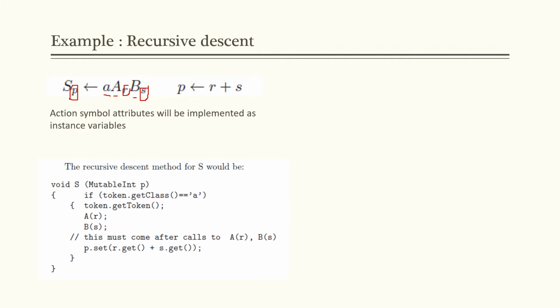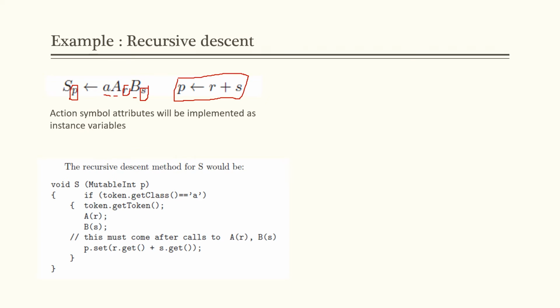So this on the right side here is what we call attribute rules. It means what operation we want to do with P, R, and S. In this case, this code will do addition for R and S, and the value will be assigned to P.